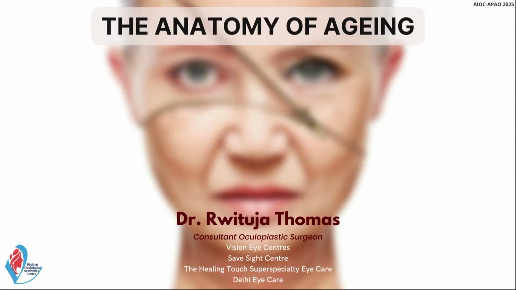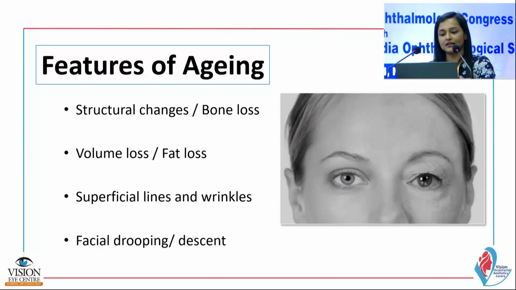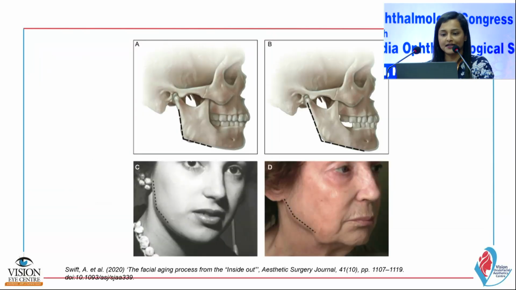So I thank Dr. Sahil for including me in this course, and I'll just be briefly covering aging of the face and some of the basic anatomy along with the danger zones based on certain procedures. So the basic features of aging that we commonly address are volume loss, fat loss, superficial lines and wrinkles, and the most important thing we need to keep in mind is there is also some amount of bony resorption which takes place, as well as overall descent of the face.